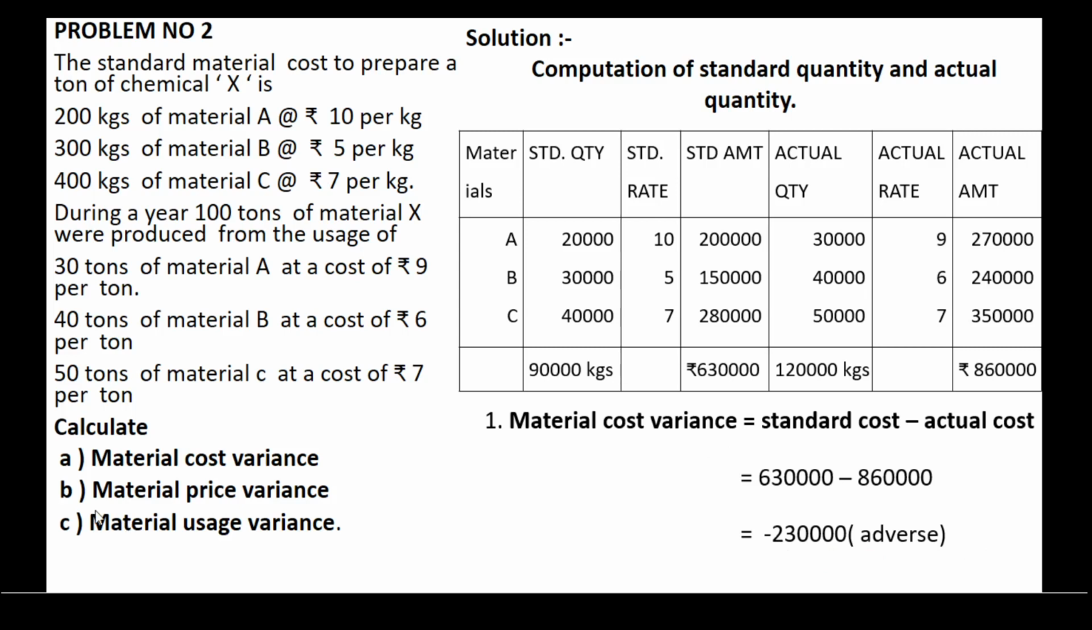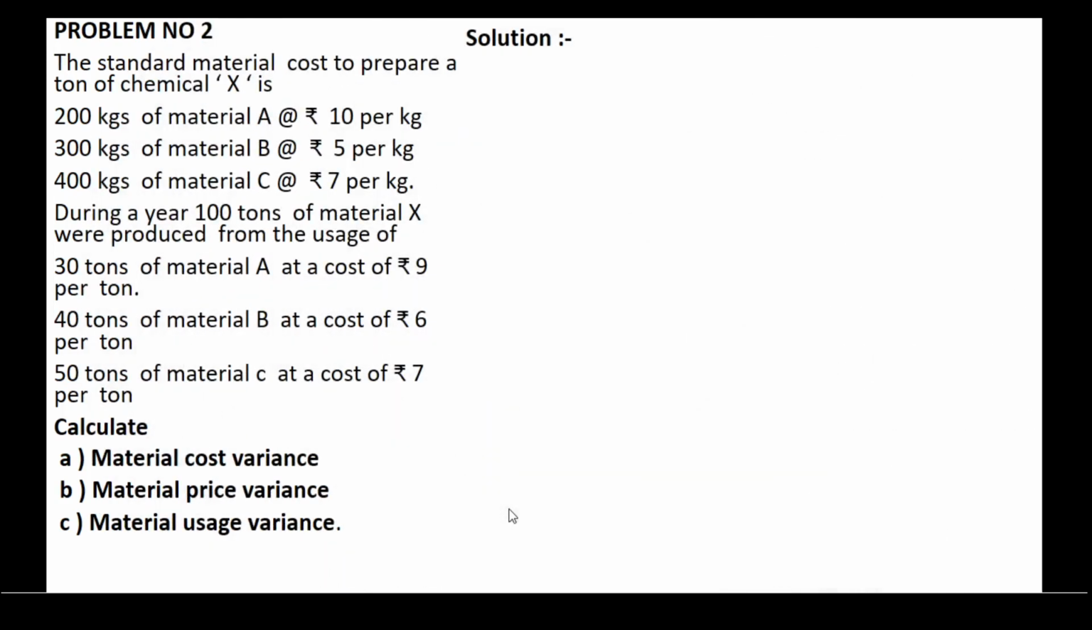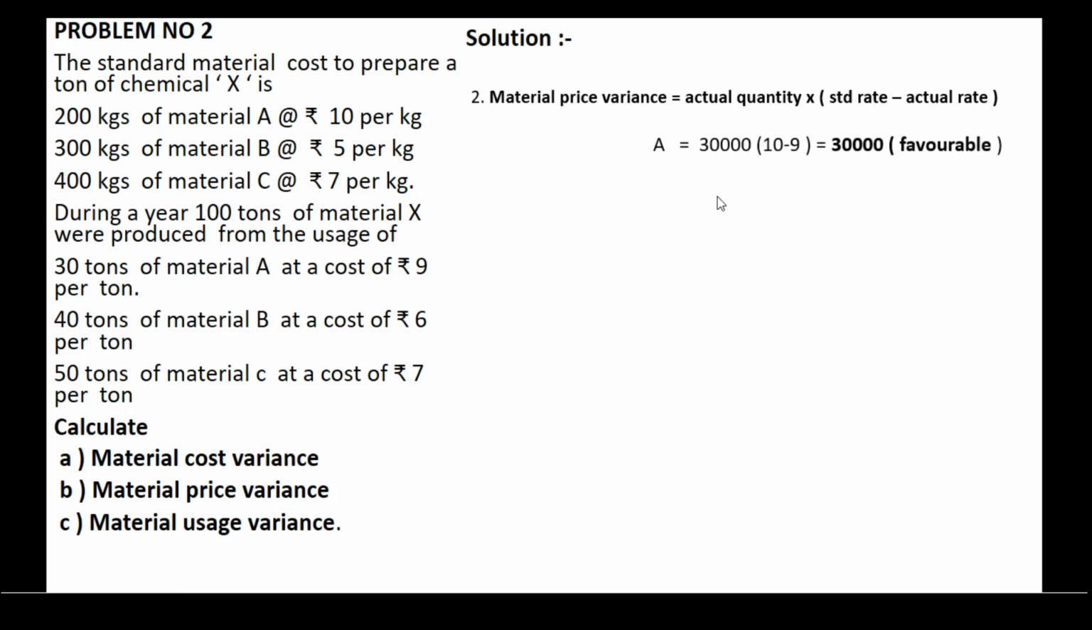And the next one is the calculation of material price variance. For the calculation of this material price variance, we are using the formula actual quantity into standard rate minus actual rate. So it is calculated individually.